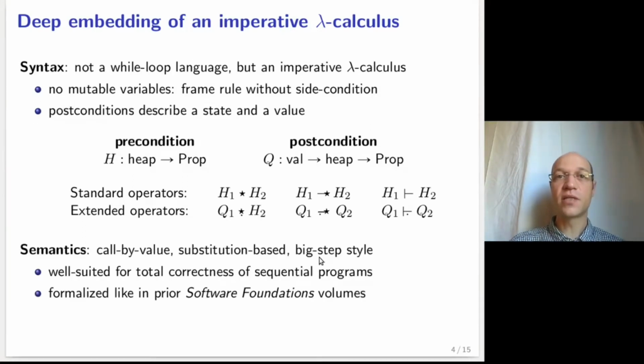The semantics is described in the standard way, as a call-by-value, substitution-based, big-step style semantics. The choice of a big-step semantics is well suited for reasoning about total correctness of sequential programs. It makes the proof simpler. Both the syntax and the semantics are described in standard ways, following the style of the presentation of the prior Software Foundations volumes, which will make it easy for students to follow.